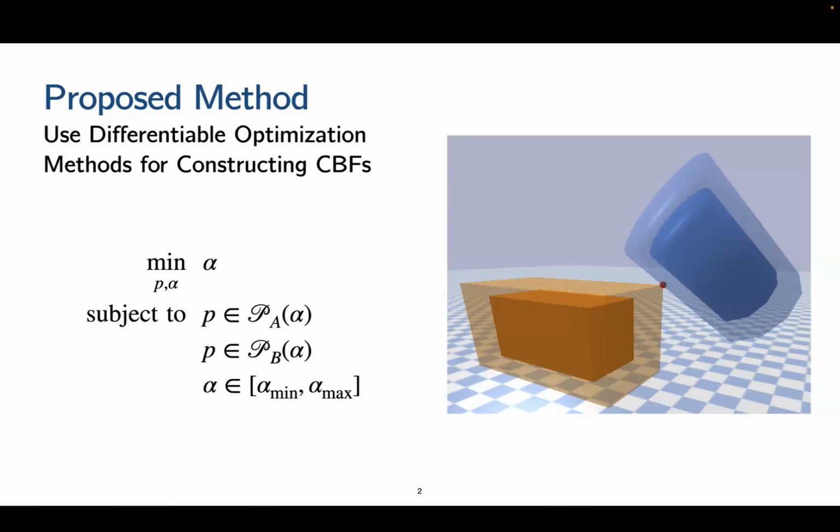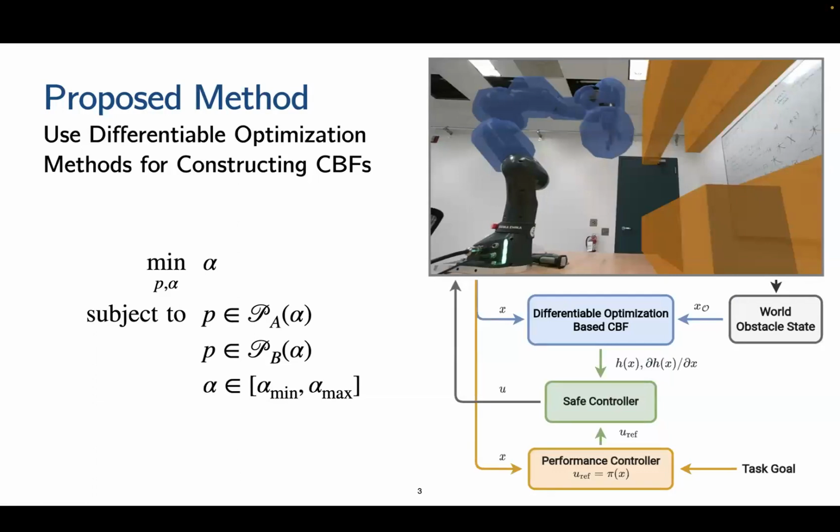For two convex objects, A and B, the differentiable conic optimization problem computes the smallest uniform scaling factor such that the scaled version of the two objects still have a non-empty intersection. We then use this scaling factor to construct the CBF as alpha minus beta, where beta is a scalar that is larger than 1. For robotic applications, robots and obstacles are often rigid multi-body systems.